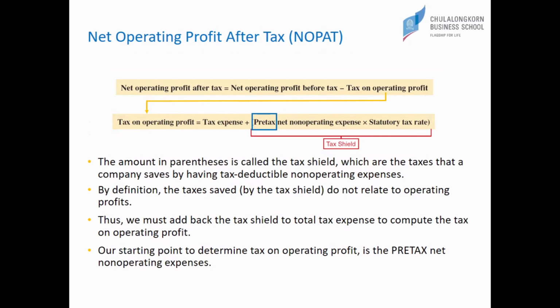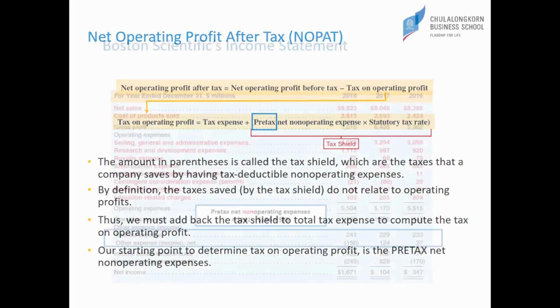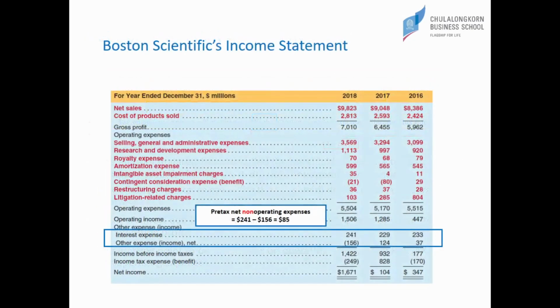tax expense. So we start off from determining tax on operating profit from the pre-tax net non-operating expenses. So let's see how we can get it. So pre-tax, I think there was a typo in the previous slide here. Pre-tax net non-operating expense is the interest expense of 241 minus this other income in this case, which is going to be $85 million. Okay, so that's the pre-tax net non-operating expenses.